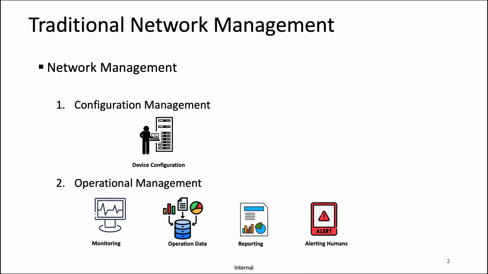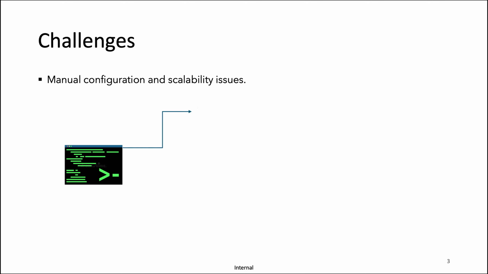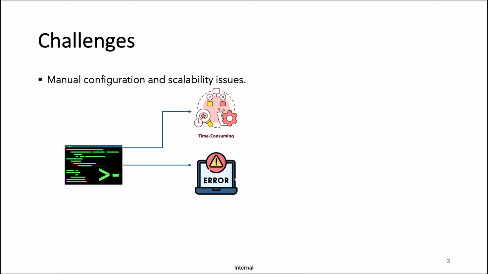Traditional network management has several challenges, starting with manual configuration and scalability issues. Traditional network management often relies on manual configuration of network devices, such as by using CLI, which is actually time consuming, error prone, and not scalable for large or dynamic networks. While this can work well in smaller networks, it does not work well in large enterprise and does not scale very well. Another challenge is limited visibility.